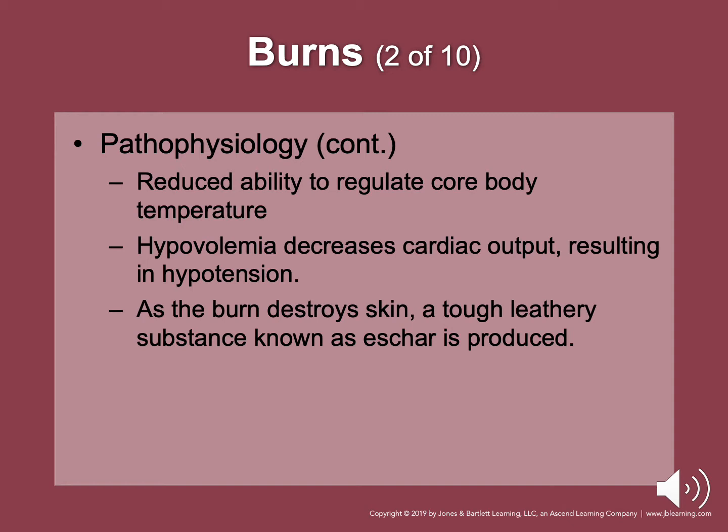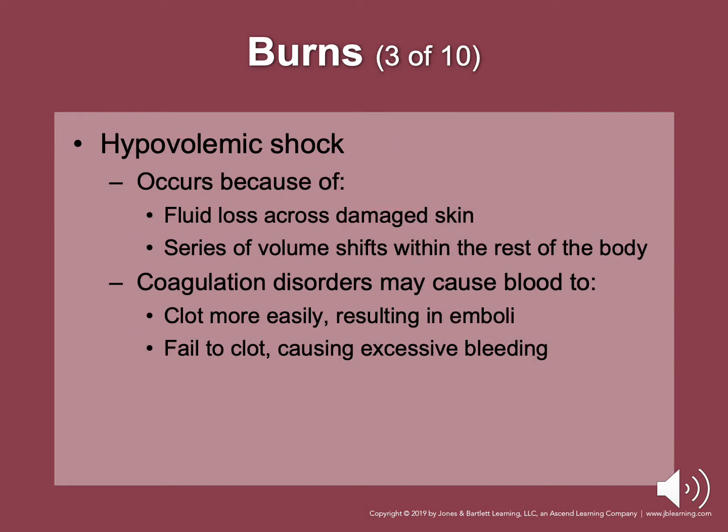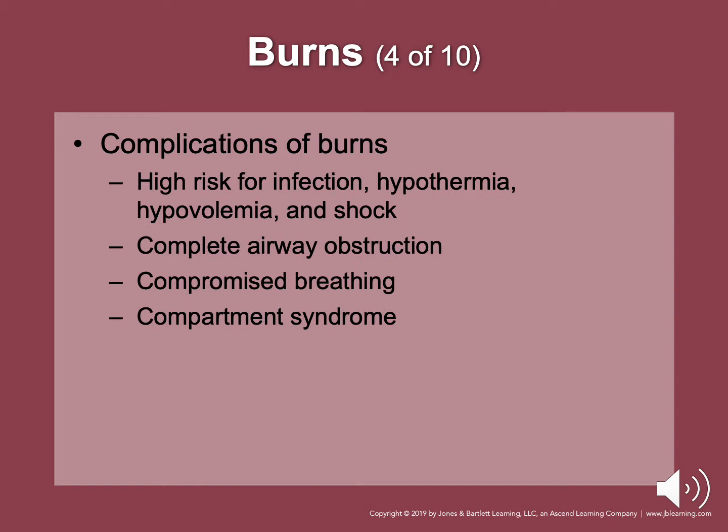Hypovolemic shock occurs with fluid loss across damaged skin and a series of volume shifts within the rest of the body. Coagulation disorders may cause blood to clot more easily, resulting in emboli, or to fail to clot, causing excessive bleeding. There is a high risk of infection, hypothermia, hypovolemia, and shock, so you need to treat these patients aggressively. It may also cause airway obstruction. Circumferential burns of the chest can compromise breathing because of the swelling. Circumferential burns of an extremity can result in compartment syndrome because of the swelling and the closure of the vascular system.